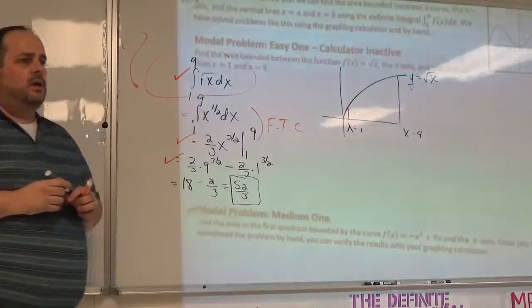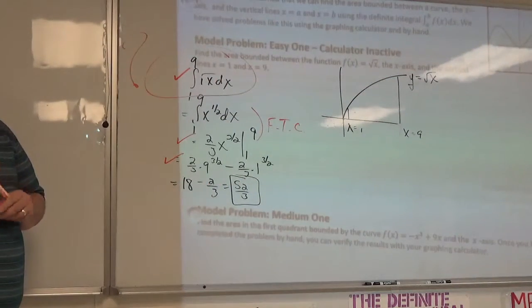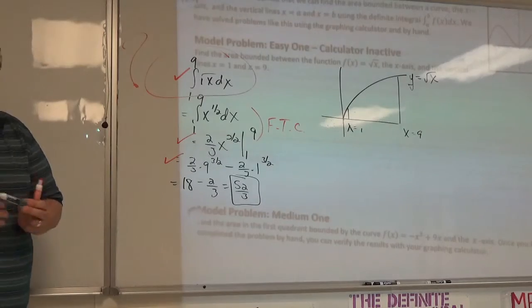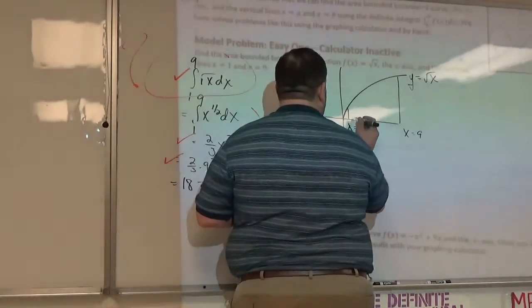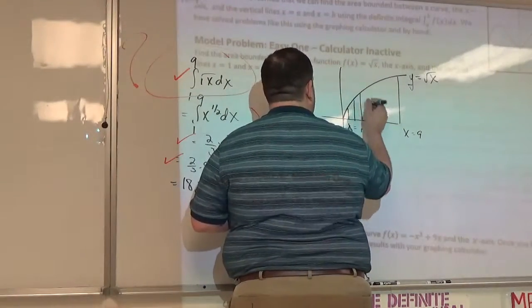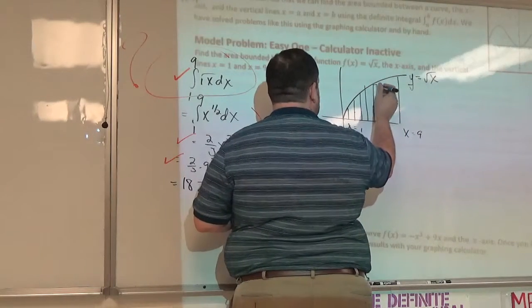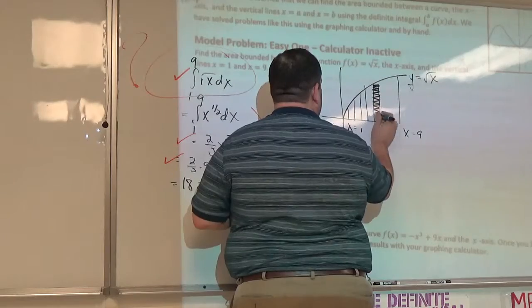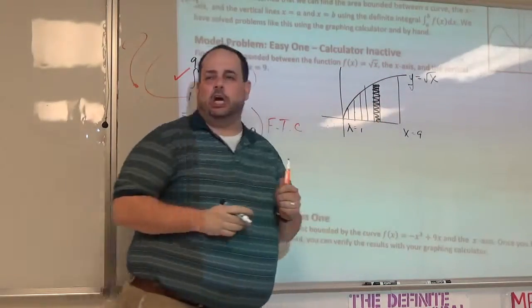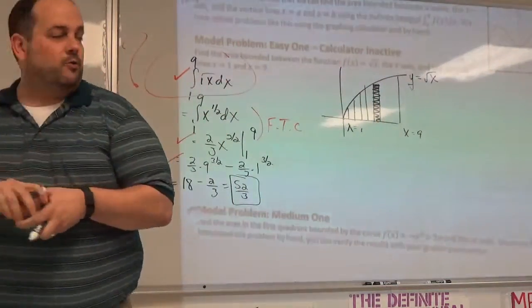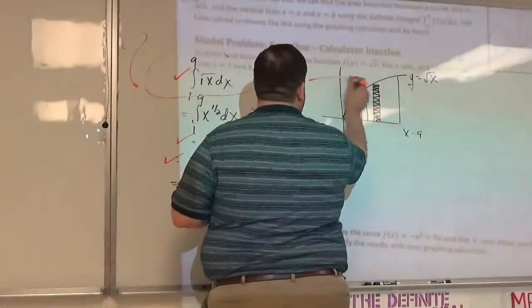Instead, use little rectangles. You make your little rectangles, and maybe it's left endpoint, maybe it's right endpoint, I don't know. But I actually want to see you guys do this. I want to see this rectangle here. I'm going to call it a representative slice.